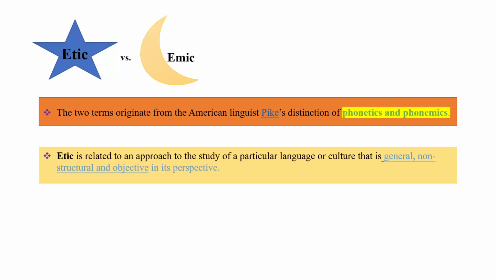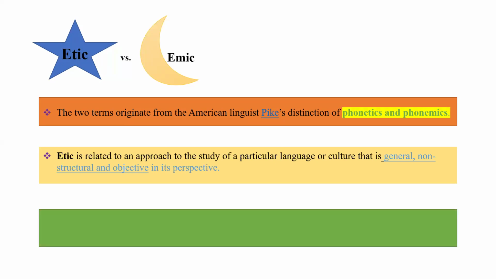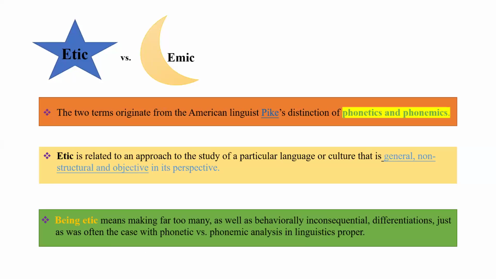Etic is related to an approach to the study of a particular language or culture that is general, non-structural, and objective in its perspective. Being etic means making far too many as well as behaviorally inconsequential differentiations, just as was often the case with phonetic versus phonemic analysis in linguistic purposes.